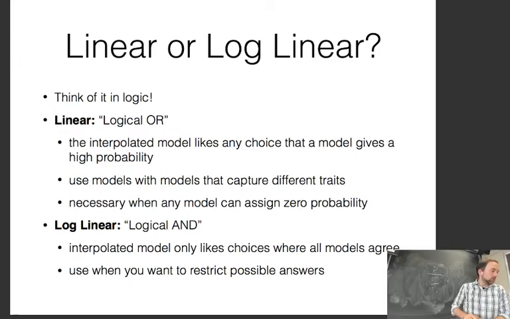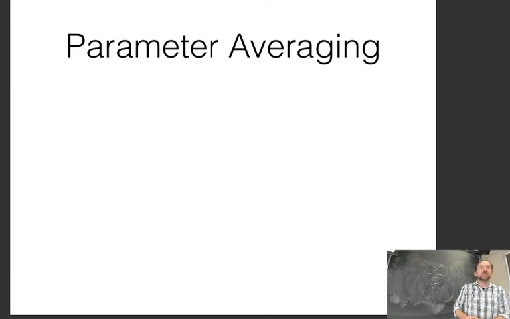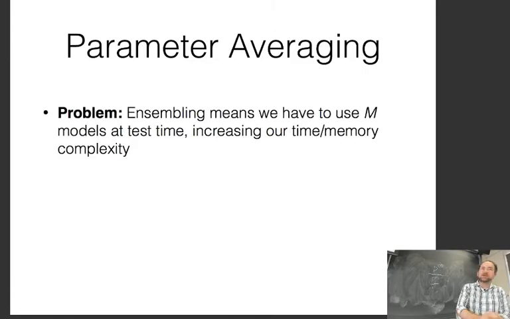Okay. So now I'm going to talk about some other ensembling techniques that are helpful. So parameter averaging is kind of like an ensembling technique. It's a little bit different. One of the problems with ensembling is that we have to use large M models at test time. And using large M models is obviously slow and uses lots of memory. It will take large M times the amount of time. And in production settings in companies, this is a big barrier to actually using the model.